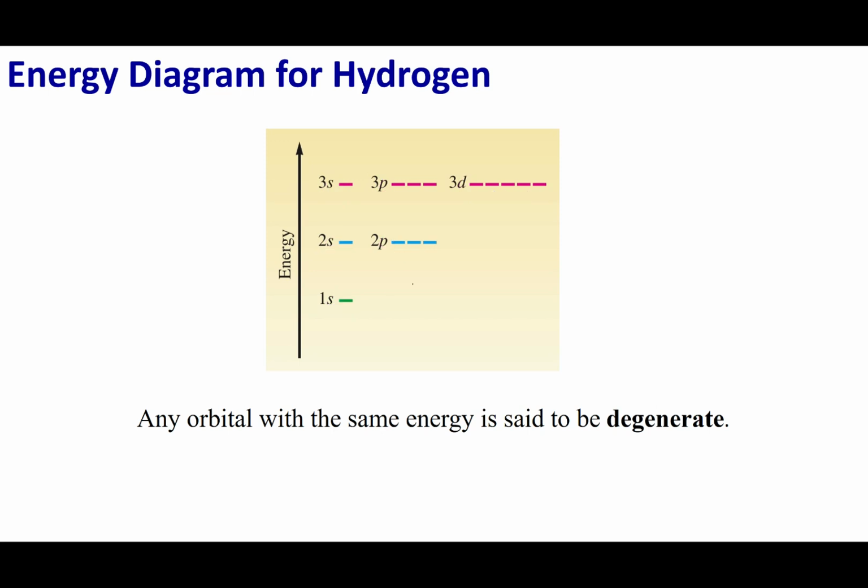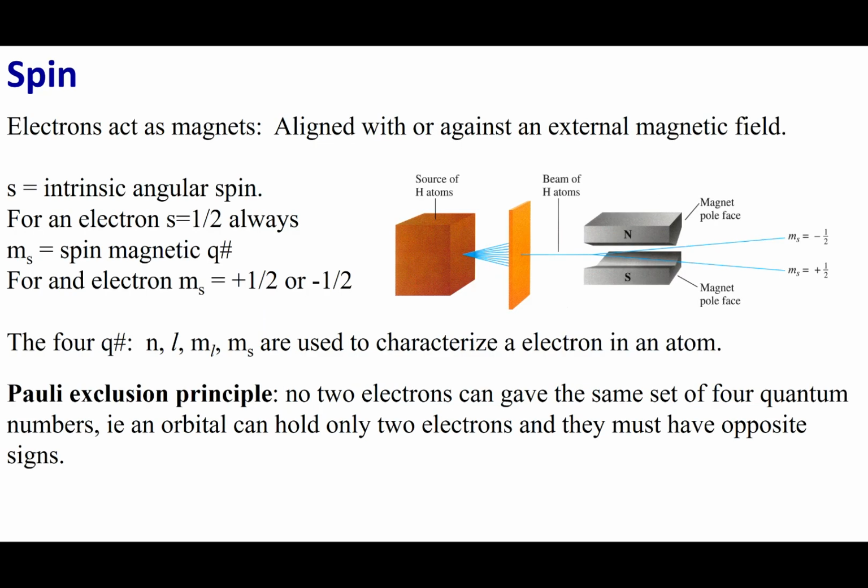If we look at this diagram, what you'll see is all these p orbitals have the same energy. If the orbitals have the same energy, we say that they are degenerate. Now, before we move on, there's one more quantum number we should describe, and that is the m sub s quantum number. The idea here is to describe a quantum mechanical phenomenon.